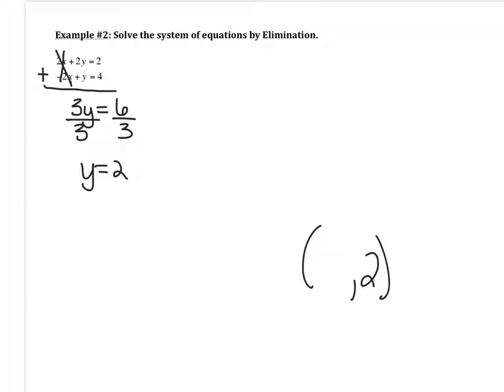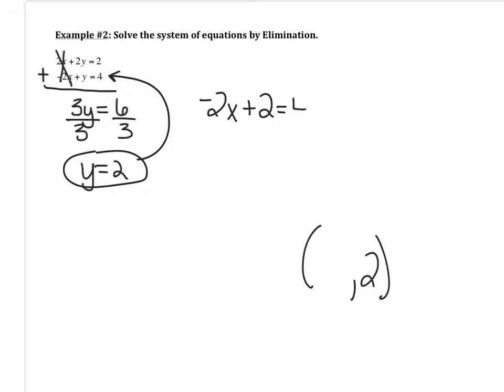So I have the choice of substituting it back into either equation. I can plug it into the 2x plus 2y equals 2 or the negative 2x plus y equals 4. It doesn't matter. Last time we used the first equation, so let's use the second equation on this one just to show you that it really doesn't matter. So again, I'm going to put 2 in for y. I'm going to subtract 2 from both sides. Divide both sides by negative 2, so then x equals negative 1.